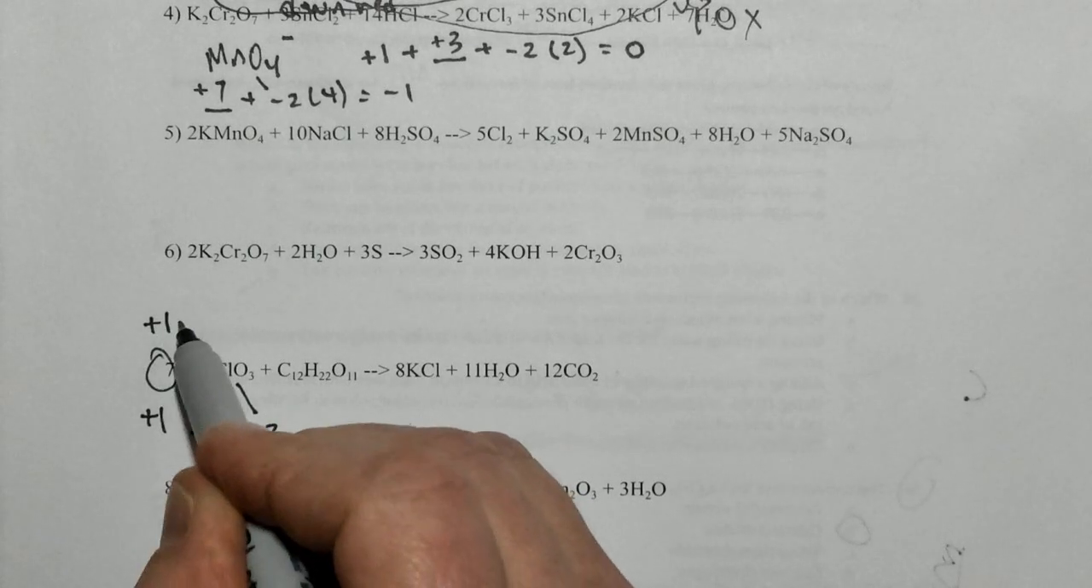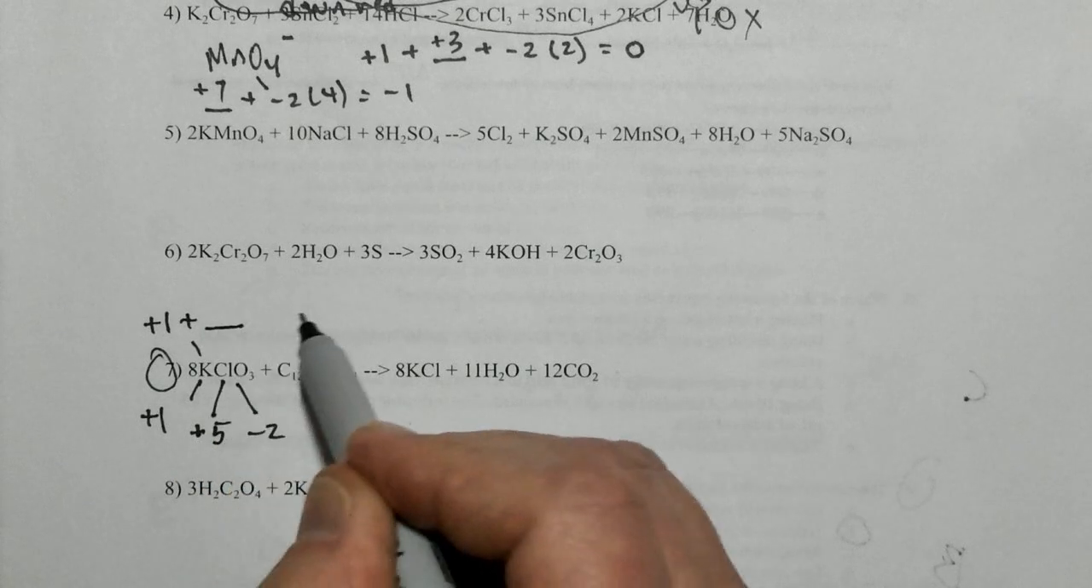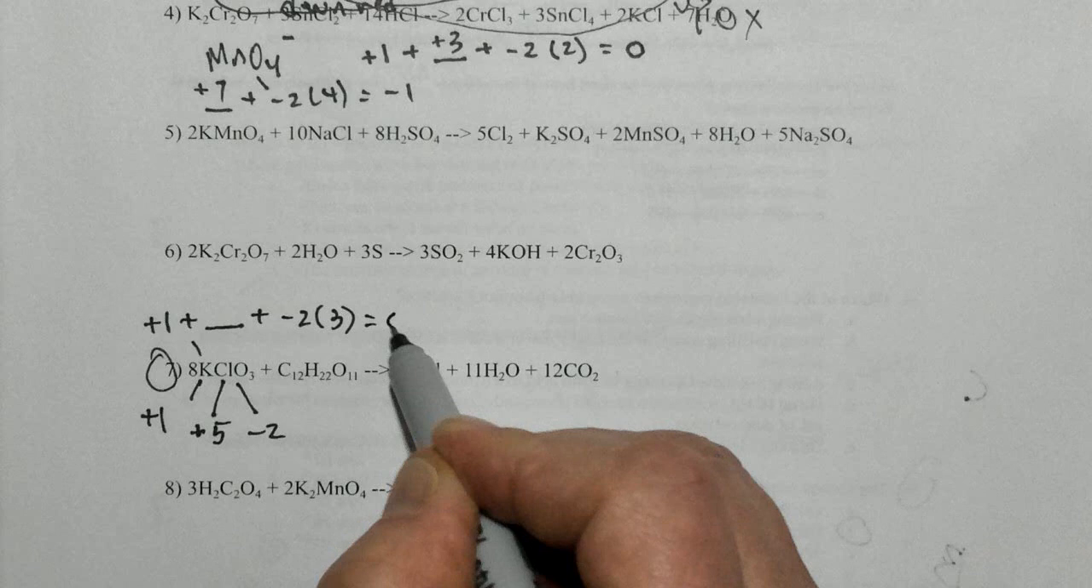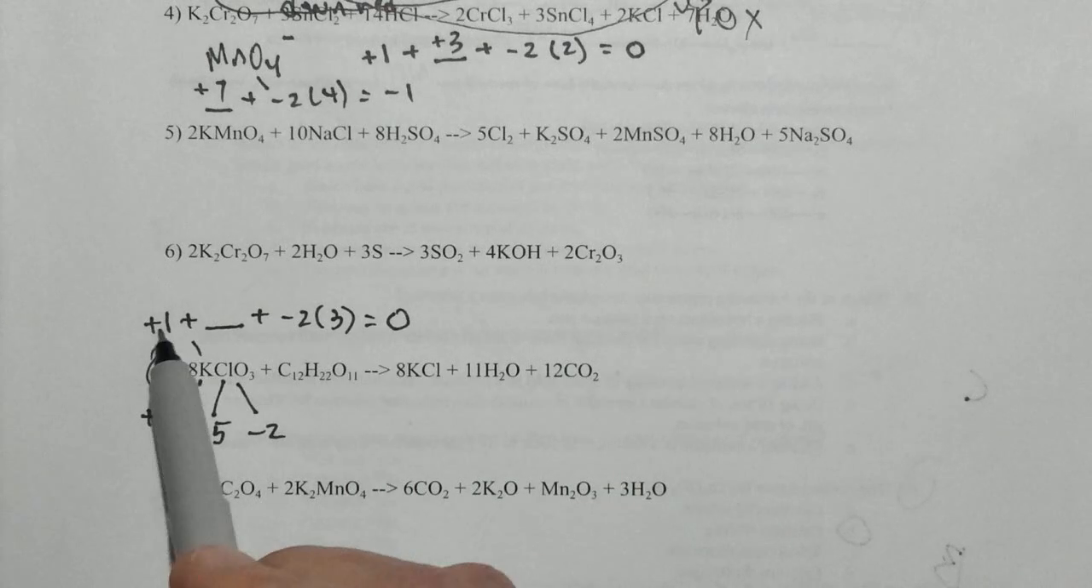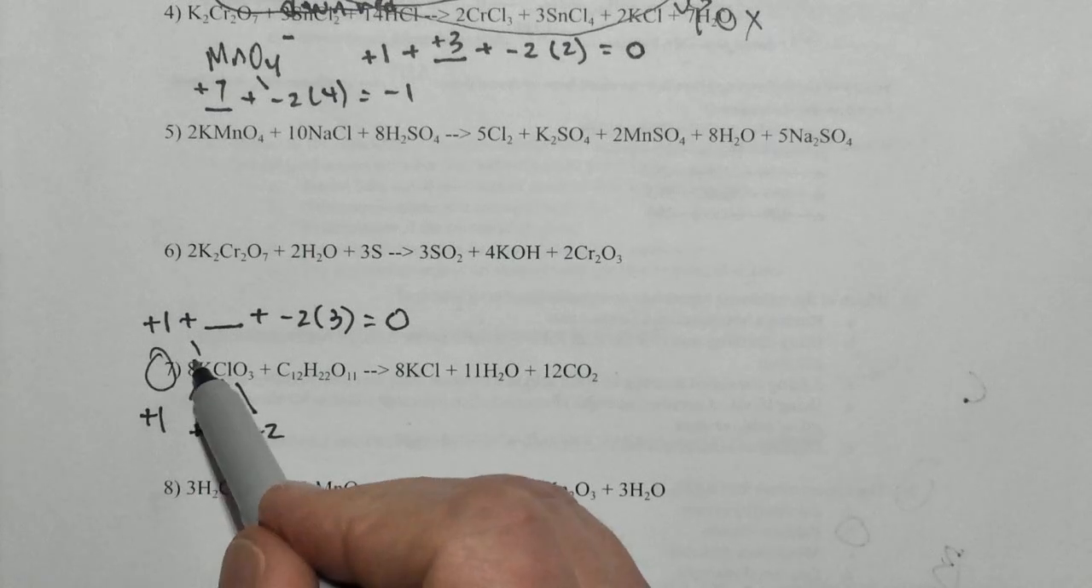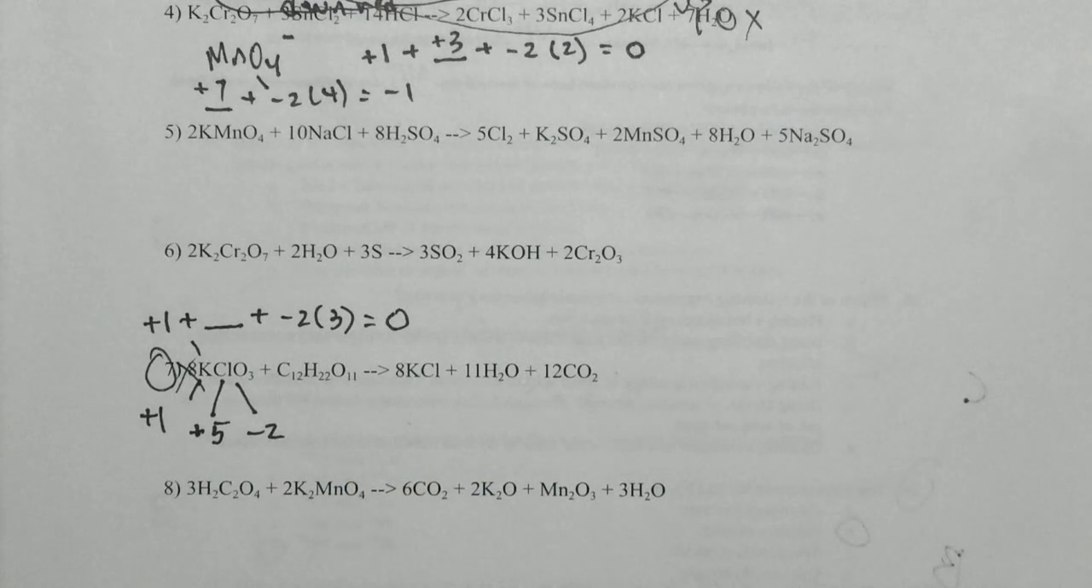If potassium's +1, chlorine must be some charge, and then oxygen's -2, and there's 3 of them. It has to add up to 0. So this is -6, +1. That means it must be +5 right here. Remember, ignore the coefficients in front, so the 8 doesn't mean anything.